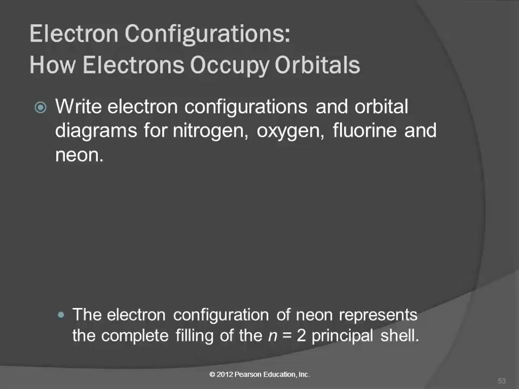So let's write some electron configurations. We're going to do electron configurations and orbital diagrams for nitrogen, oxygen, fluorine, and neon.